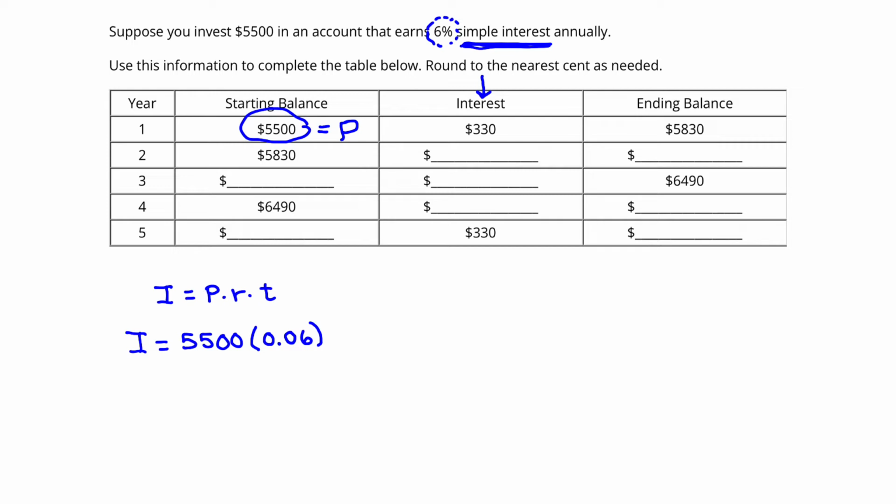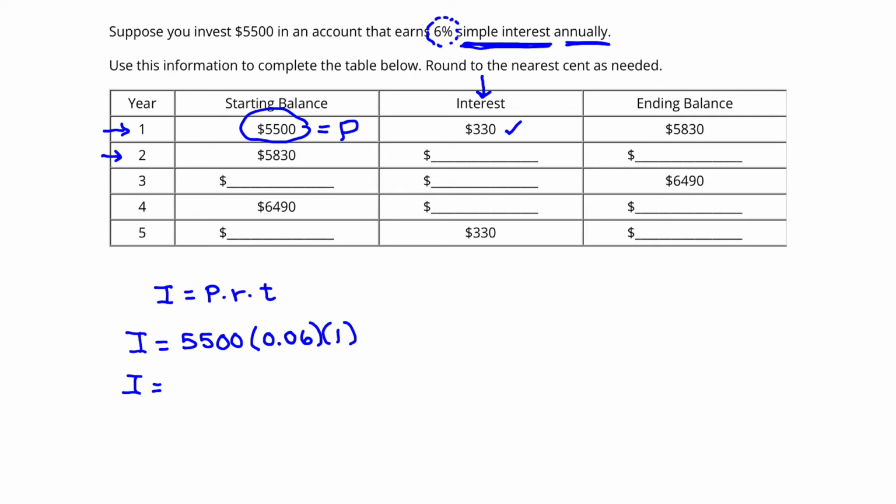And our time is how often we get that interest accruing, and it says we're accruing it annually, right? You see year 1, and then we have a new balance. Year 2, we have a new balance. So we're accruing it annually. And so the time for this simple interest is 1 year. So what is the interest? Interest is $5,500 times 0.06 times 1. And when you pull out your calculator, you should get and agree with what they have listed in the second column, which is $330.